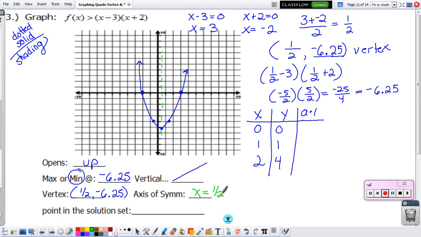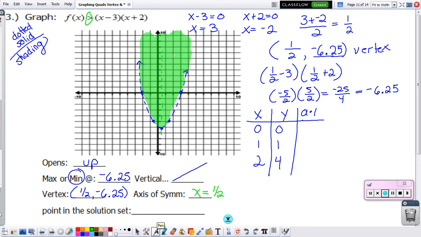So let's go back and look. We have a greater than, and it does not have an equal to sign. So instead of a solid line, we are going to make that a dotted line. We also have to ask ourselves, it's a greater than, so we're going to shade up the y-axis.